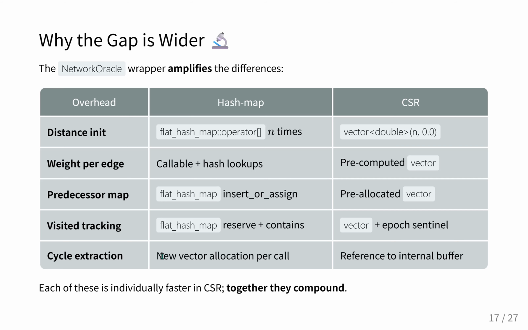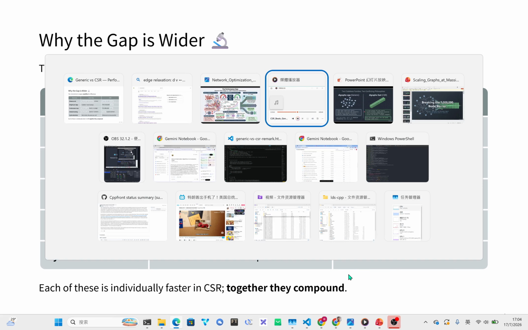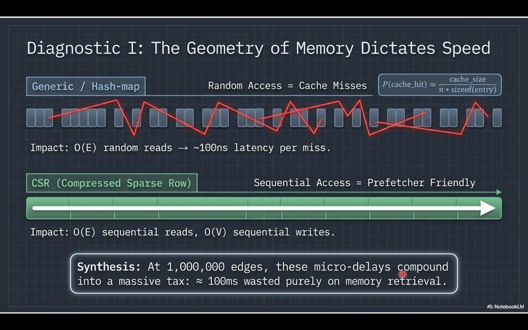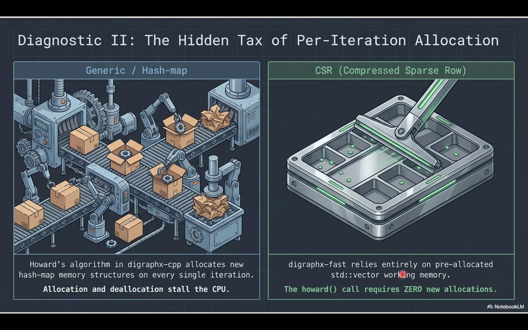The CSR version, on the other hand, allows the wrapper to simply reference an internal buffer that was already sitting there. It's not just one bottleneck then. Every single step of the wrapper process is inherently slower in a hash map because of how it obscures memory, and those slowdowns just multiply each other. Exactly, they compound. You're turning a 30 millisecond background task into a 2-second frozen screen for the end user. The numbers absolutely prove that CSR dominates at scale.